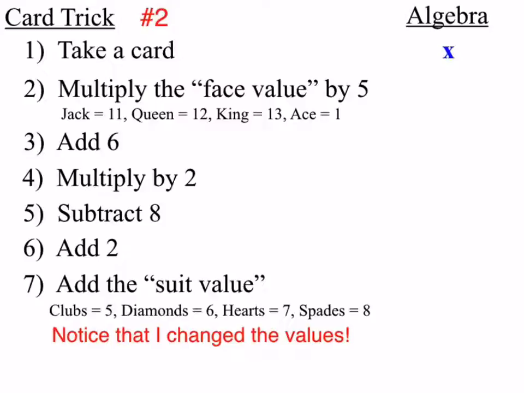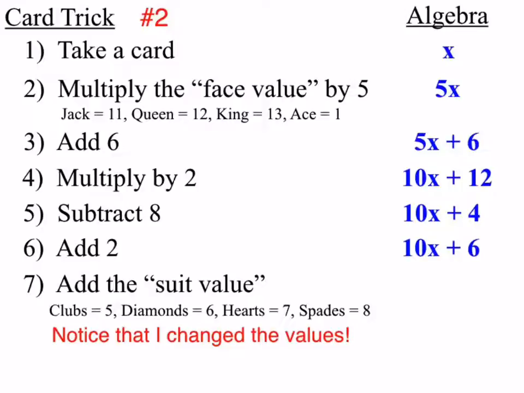Take a card, that is a variable. Multiply face value by 5, that's 5x. Add 6, multiply by 2, subtract 8. Add 2. Everything is nice and easy so far. Add the second variable, that suit value, and I rearrange it using the commutative property so it is clear what I have to do in my head. So, for example, Lucas, what would I have to do in my head to figure out what card you had in this trick?